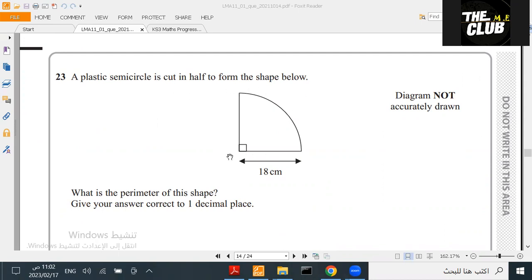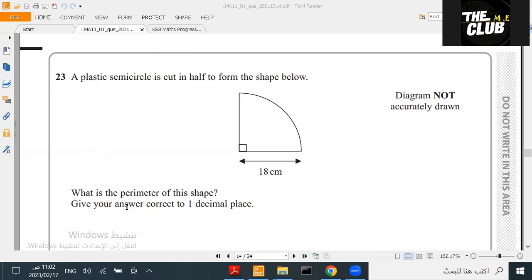What is the shape here? Is it half a circle? No, that's a quarter. Always focus on the question. It says a semicircle cut in half, which doesn't mean this is half a circle. What is the perimeter of this shape? Give your answer correct to 1 decimal place.